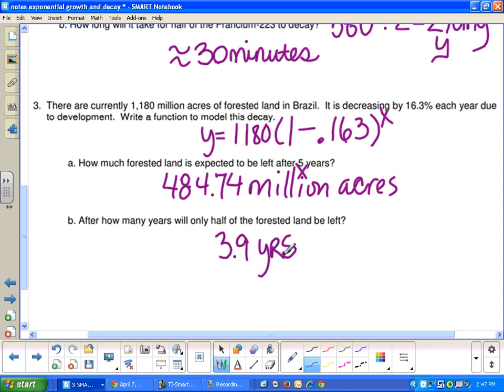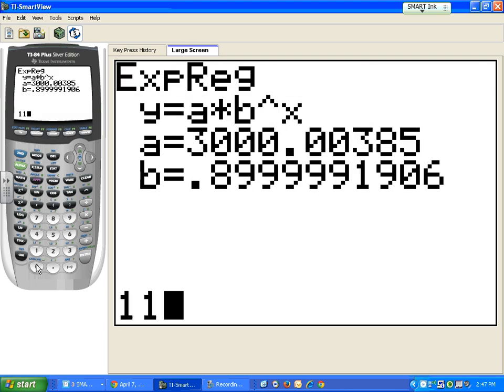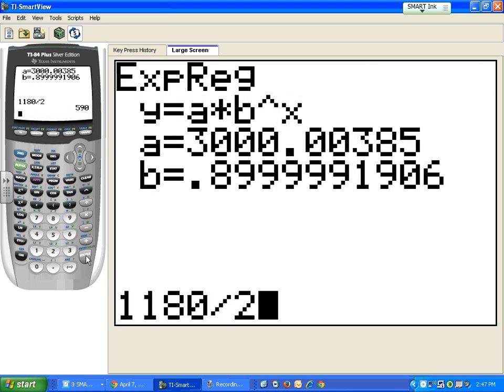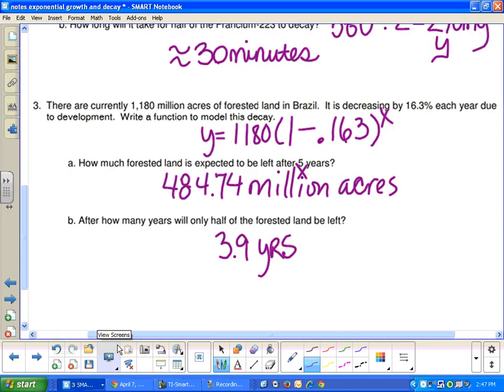We're talking about half of 1180. I have a 2 looking for 590. So exponential growth and decay use the same formulas, only growth is positive, addition, decay is negative, and then we can use a graphing calculator to find the rest of the answers.